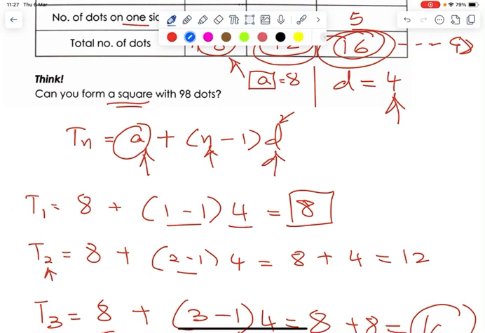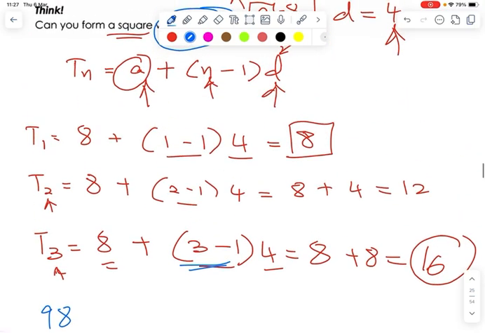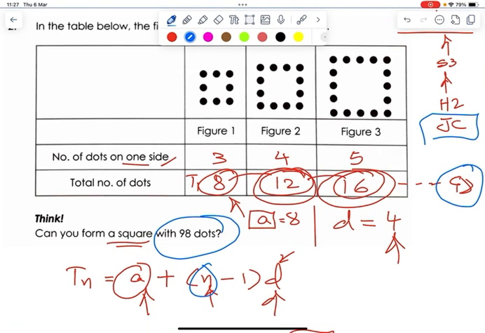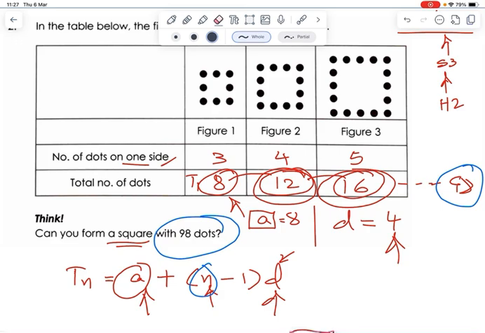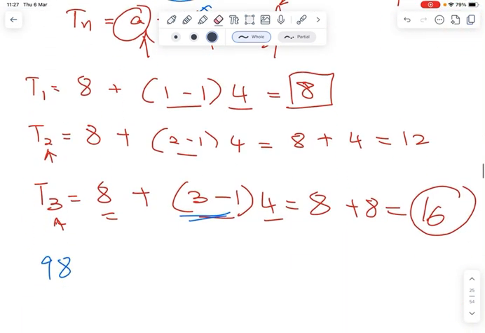Okay, to get 98, all right, 98. We do not know what term will be giving you the 98, right? We do not know n. What term, what figure, to give you 98? Correct? You don't have to wait until you go to JC to know this, okay? You learn now in P6. Yes, trust me, you can do it.